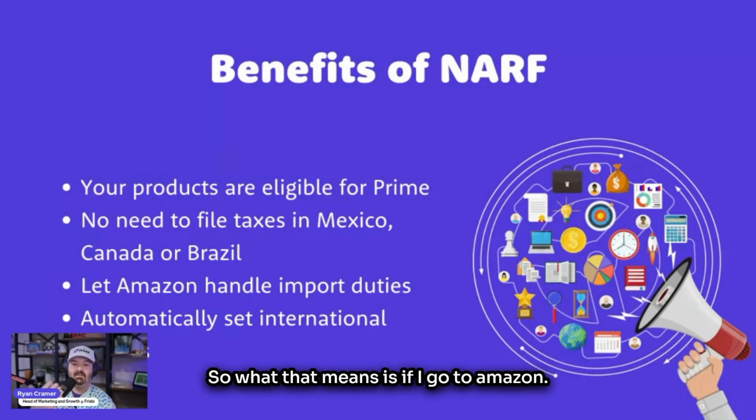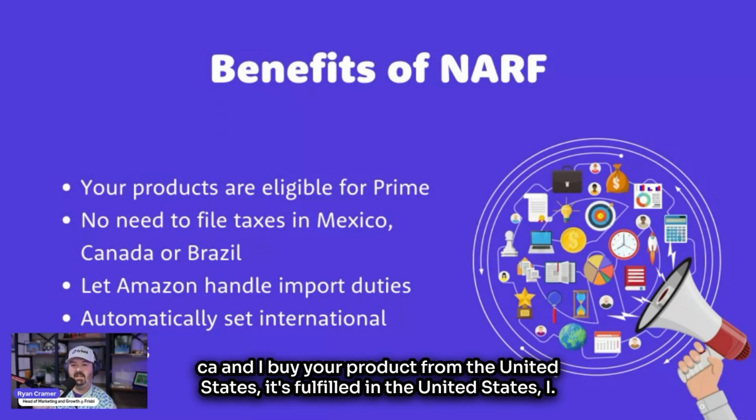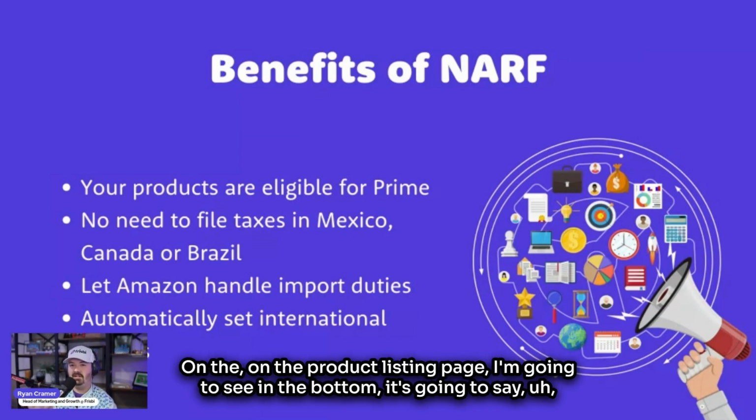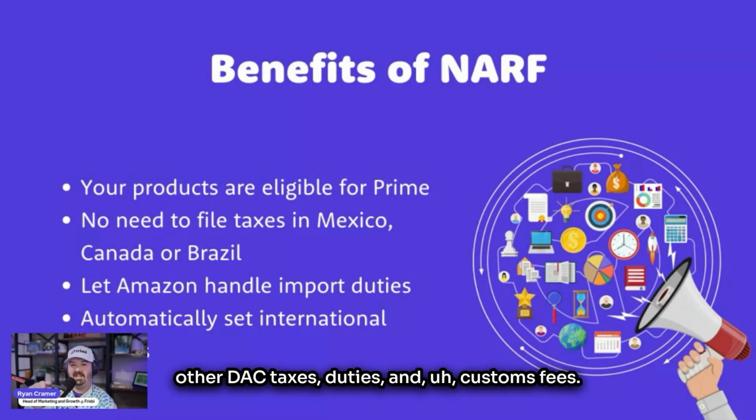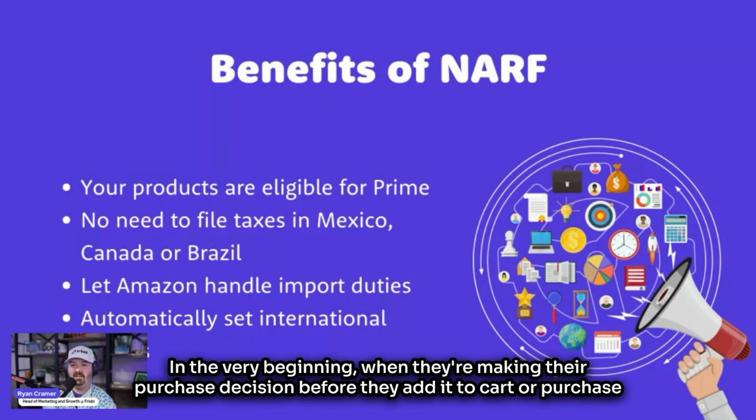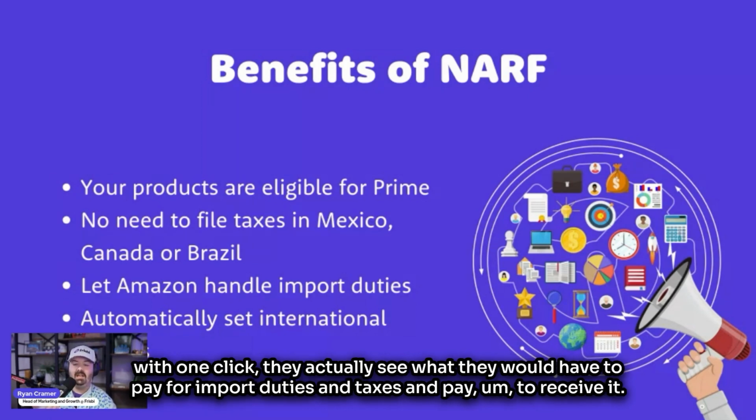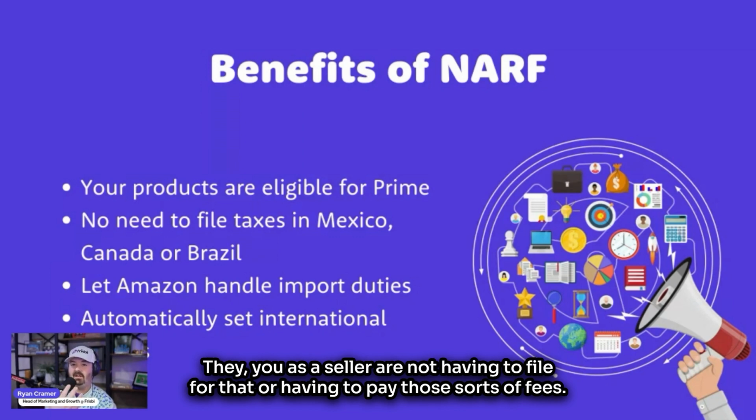So what that means is, if I go to Amazon.ca and I buy your product from the United States, it's fulfilled in the United States. On the product listing page, at the bottom, I'm going to see it say other taxes, duties, and customs fees. So the customer, right in the very beginning, when they're making their purchase decision before they add it to cart or purchase with one click, actually sees what they would have to pay for import duties and taxes to receive it. You as a seller are not having to file for that or pay those sorts of fees.